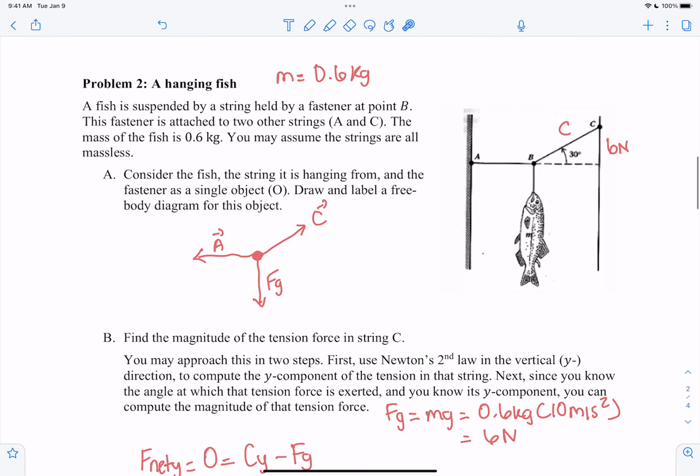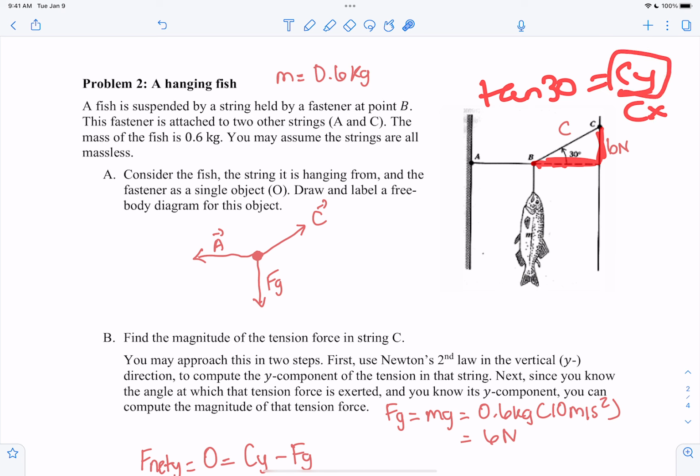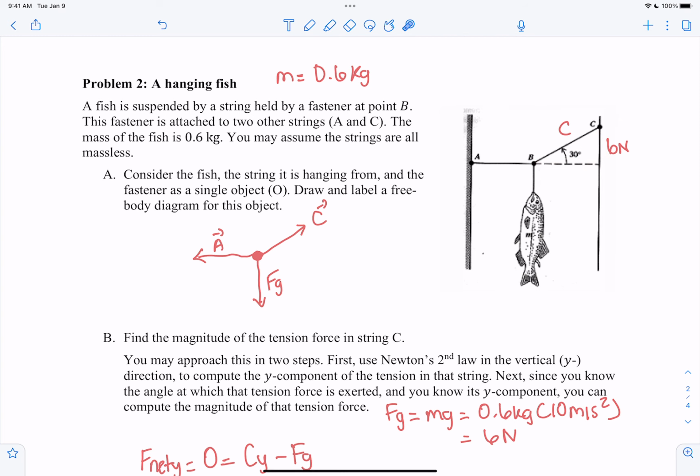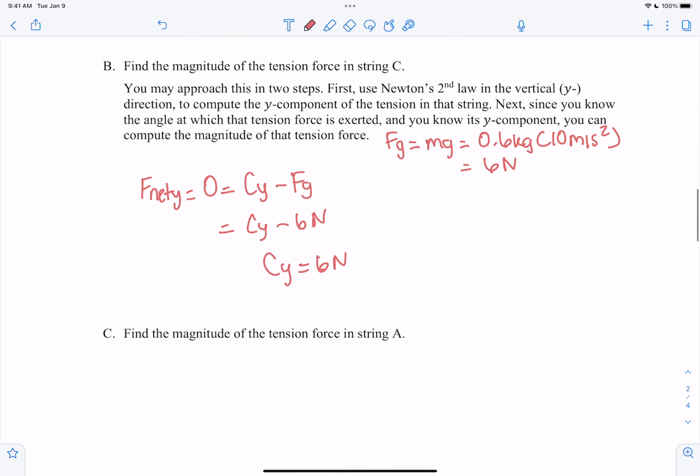So we have this angle, we have this side, and we want to figure out this. Would we use tangent? Tangent, remember, is opposite over adjacent. So tangent of 30 would give us CY over CX, and we have CY. So tangent could technically give us CX. But we would be using sine, because sine is opposite over hypotenuse.